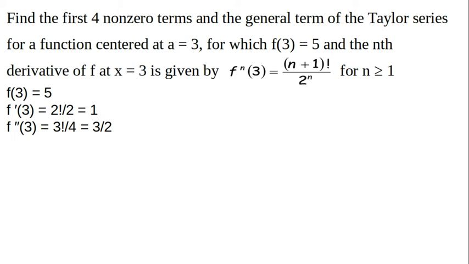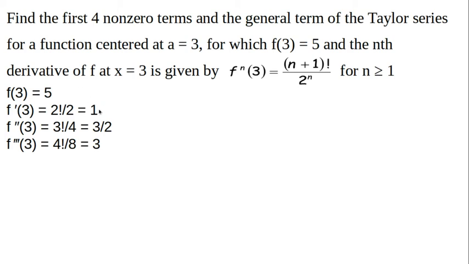And then one more term, because it asks us to find the first 4 non-zero terms. It doesn't say the degree. Sometimes it might say degree, but it wants the first 4 non-zero terms. So now the third derivative at 3, we're going to replace n with 3. 3 plus 1 is 4 factorial over 2 to the 3 is 8. So 4 factorial over 8 is 24 divided by 8, which would reduce to be 3.